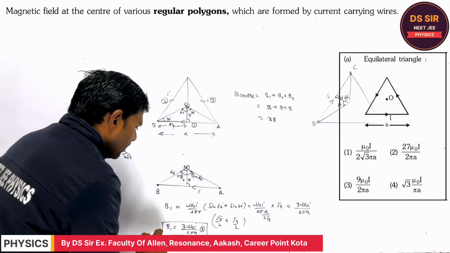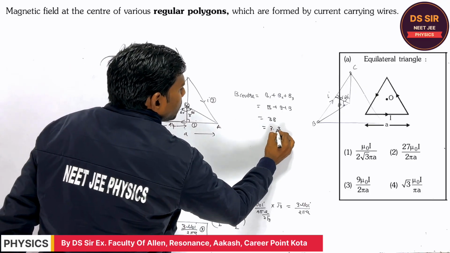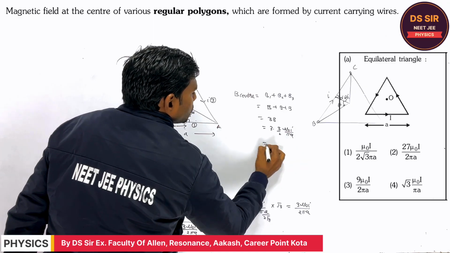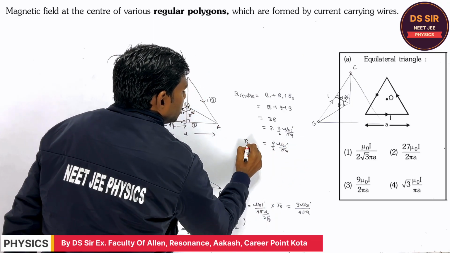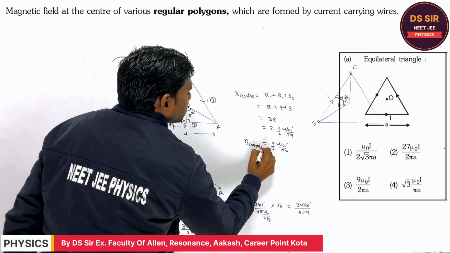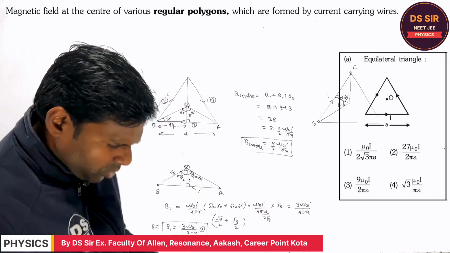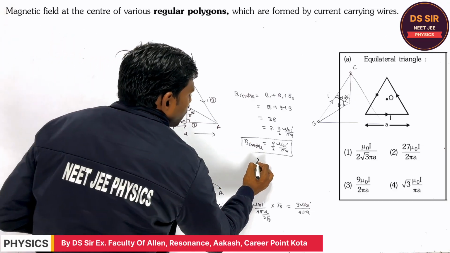And what is the B we have found? 3 by 2 μ0I upon πA. So the total is 9 by 2 μ0I upon πA. This is the magnetic field at the center, right? So which option is the correct option, you tell? The third option is the correct option.